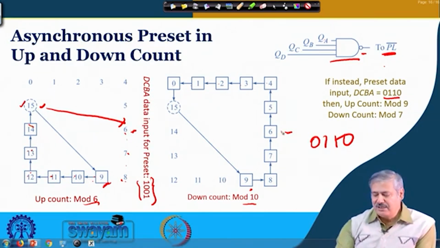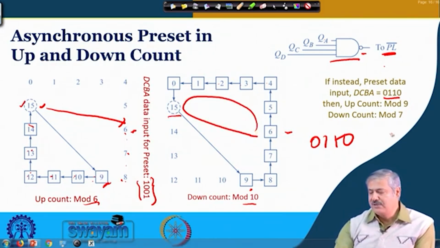And similarly, in the down count direction, it will again get loaded, 15 and 6 together, and it will give you mod 7. Okay. 7 unique states. So, this is the way with variable preset you can have different kinds of modulo counters.